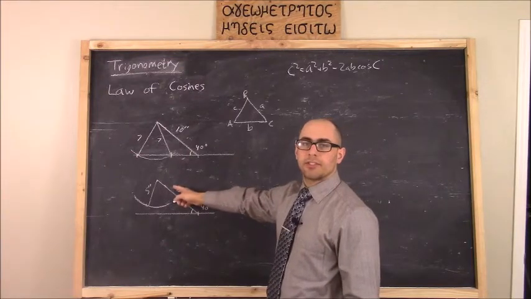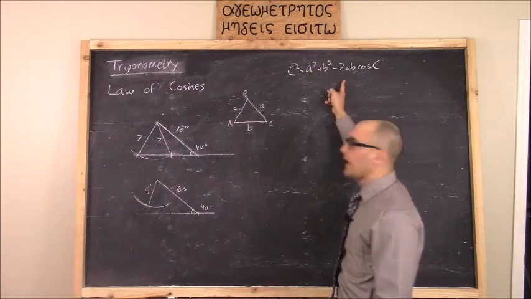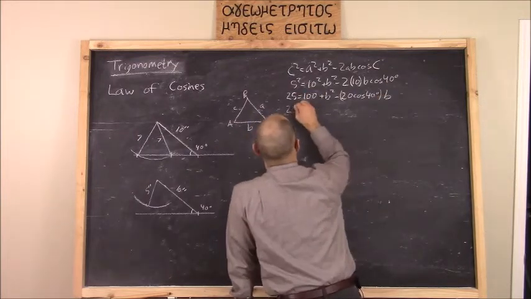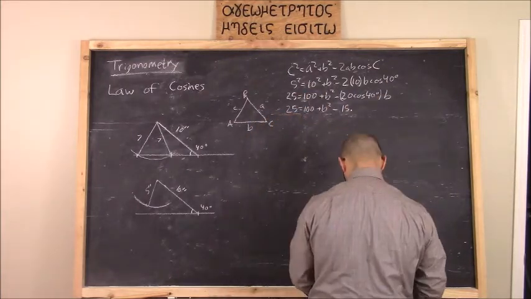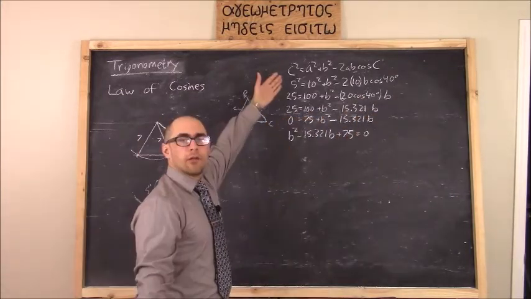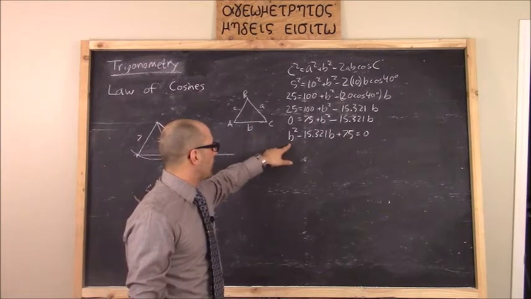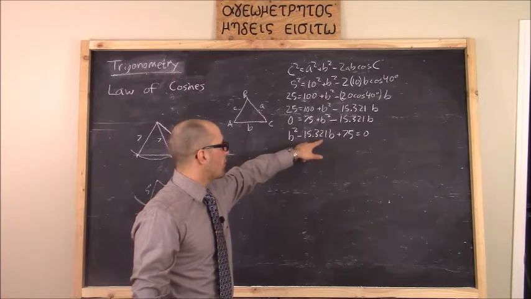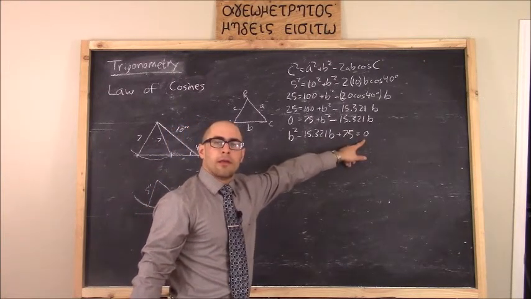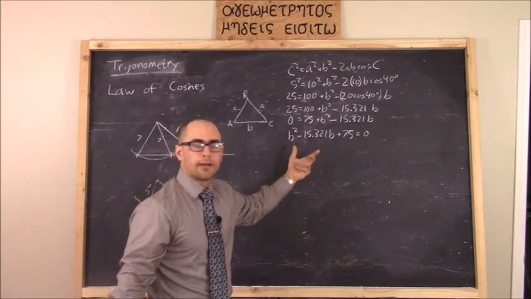So in this case, my c is equal to 5 inches. I'll plug that into the law of cosines and see what I get. Following through these steps, I get the quadratic equation b squared minus 15.321b plus 75 is equal to 0. Let's plug these coefficients into the quadratic formula and see what we get.